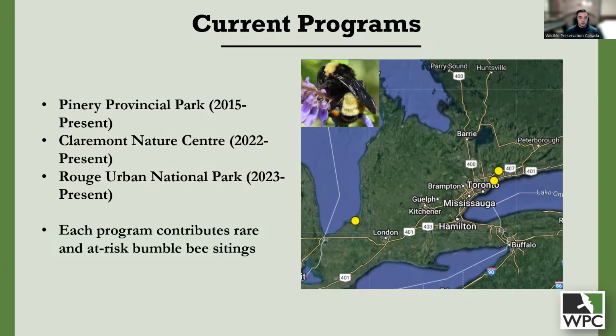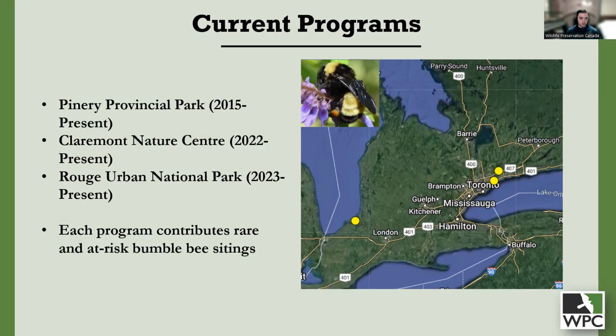We have a few different current programs running right now, namely the program at Pioneer Provincial Park. It's our longest running program. It's one that we personally run every year. But there are also a couple different programs that have launched because of Train the Trainer. So Claremont Nature Center, that's partnered with Toronto and Region Conservation Authority. That's been running since 2022 independently.